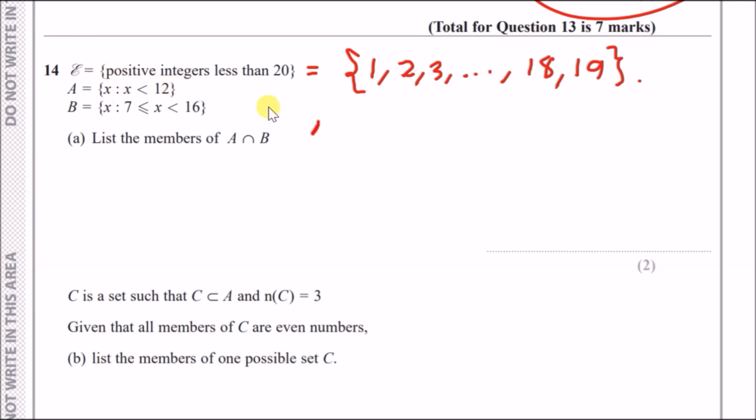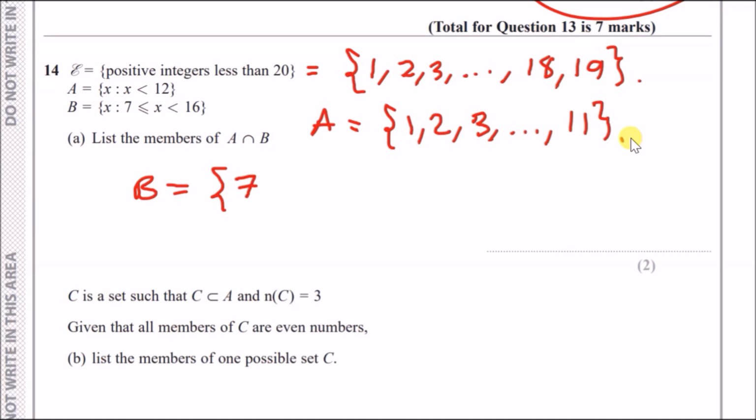It's all x values less than 12. So we can say A is basically 1, 2, 3, all the way up to 11, yeah? You don't have to put all the numbers, but it's good if you break it up a bit. And for set B, it's between 7 and 16, but includes 7. So it's going to be 7, 8, 9, dot, dot, dot, all the way up to 15. Remember, it doesn't include 16.